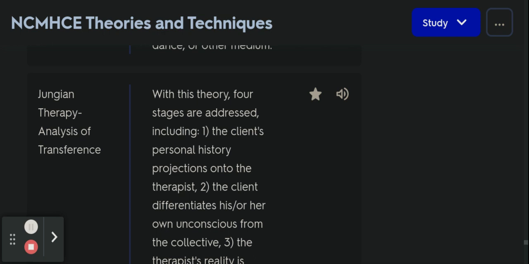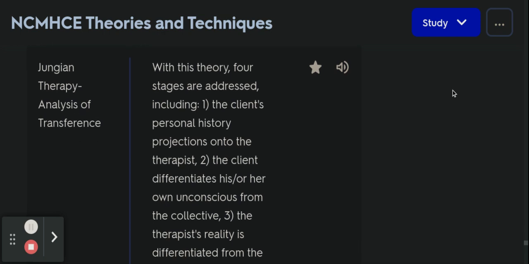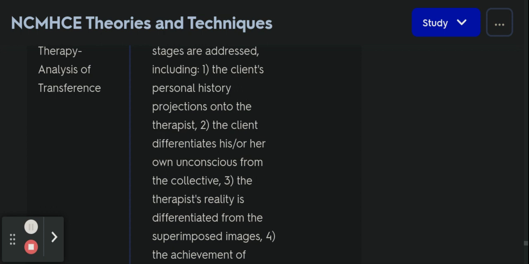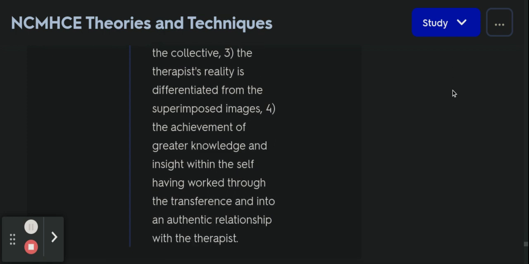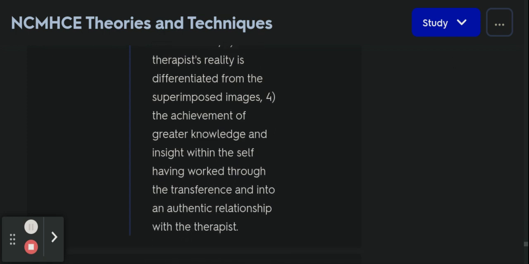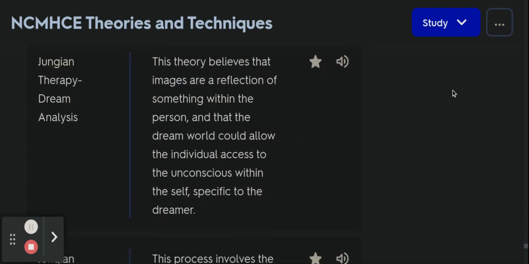Jungian therapy analysis of transference. With this theory, four stages are addressed, including one, the client's personal history projections onto the therapist. Two, the client differentiates his or her own consciousness from the collective. Three, the therapist's reality is differentiated from the superimposed images. Four, the achievement of greater knowledge and insight within the self, having worked through the transference and into an authentic relationship with the therapist.